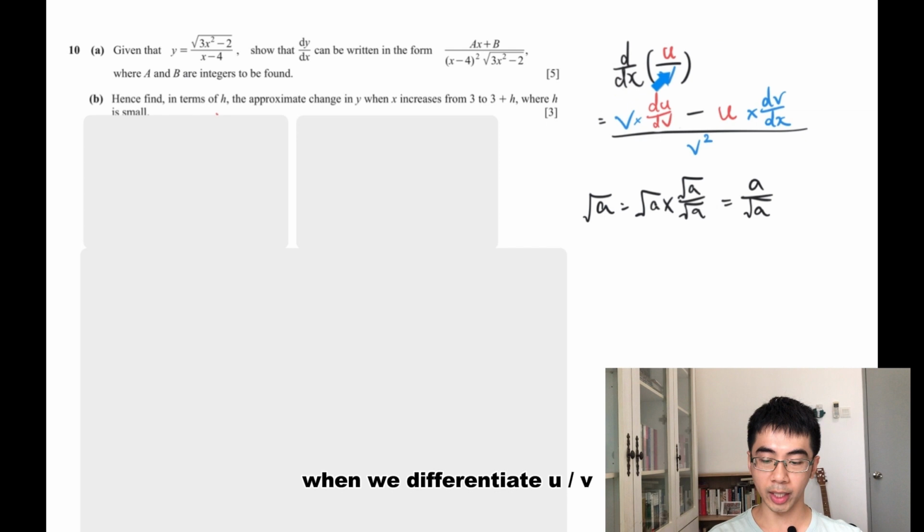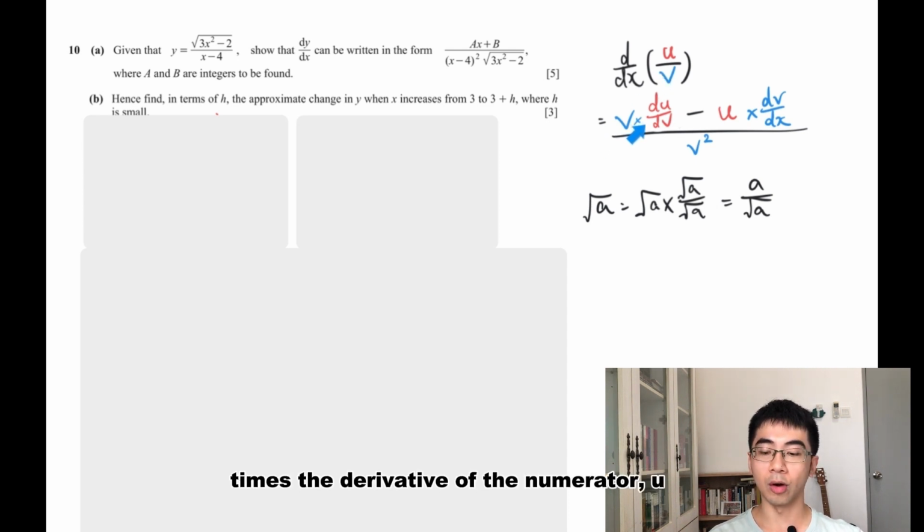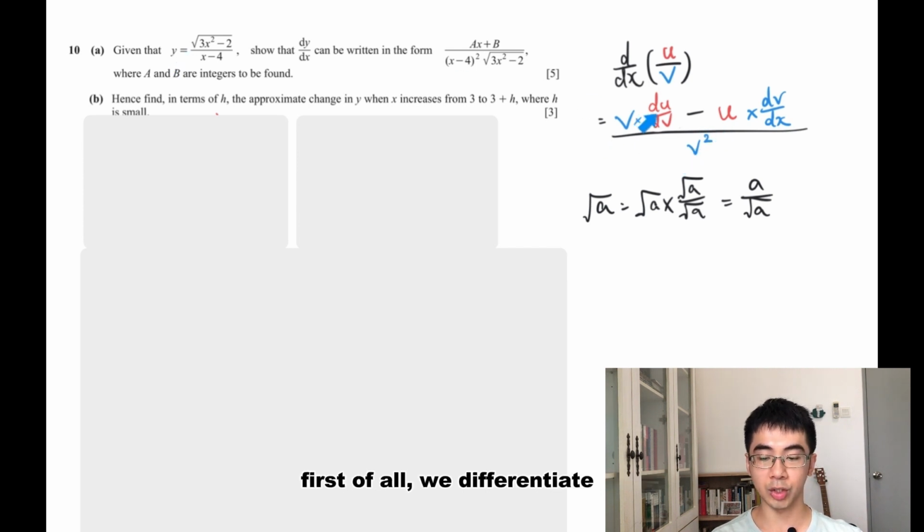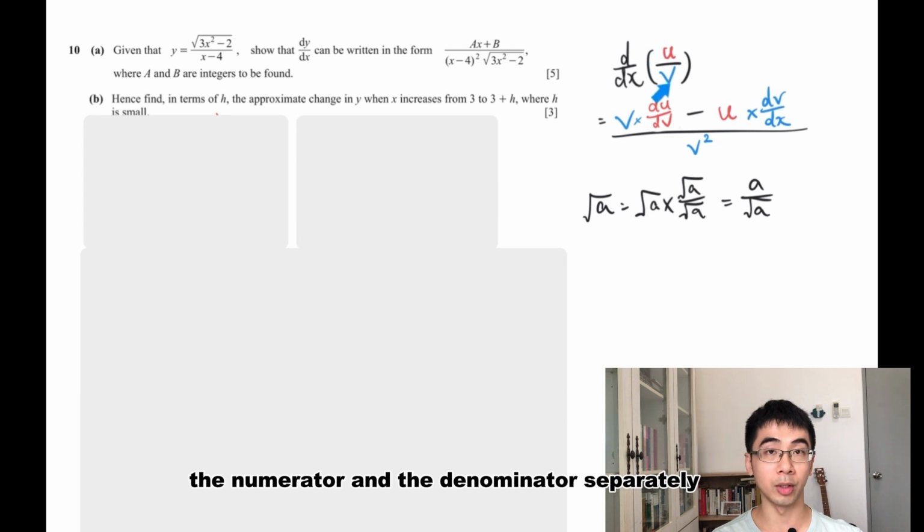Differentiate u over v, where u and v are both functions of x. Then we have the denominator v times the derivative of the numerator u, minus the numerator times the derivative of the denominator, and then all divided by the denominator squared. So first of all, we differentiate the numerator and the denominator separately.